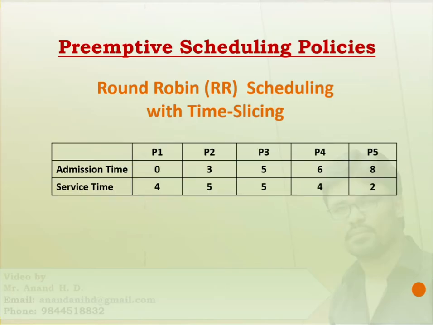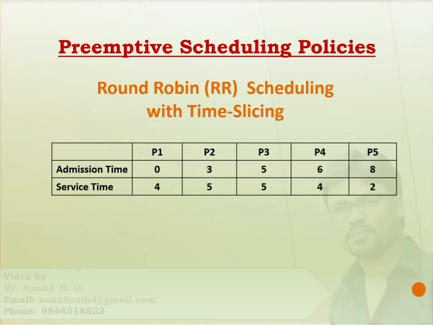As you can see, there are 5 processes or requests, namely P1, P2, P3, P4, P5, and their admission times are at 0, 3, 5, 6 and 8 time units respectively. That is, process P1 will be loaded into memory at 0 time units, P2 at 3 time units, P3 at 5 time units, P4 at 6 time units, and process P5 at 8 time units.